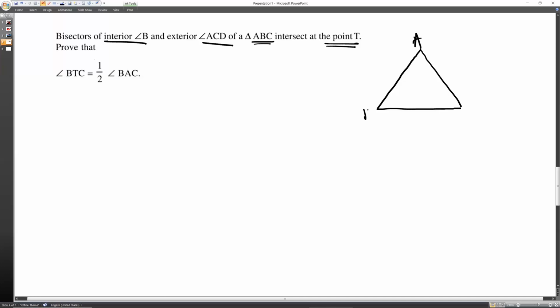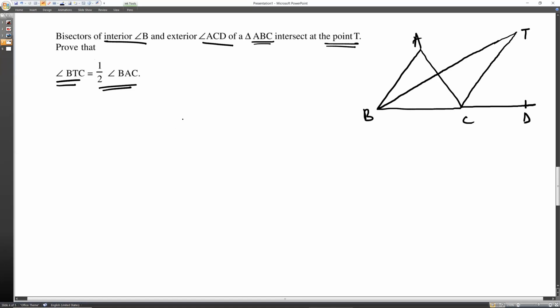This is triangle ABC, and it is saying the bisector of angle B, the interior angle B. So its bisector is this. And the exterior angle ACD, D we will take like this. This is D here. And this is the exterior angle bisector. They meet together at point T. Prove that angle BTC is equal to half angle BAC.